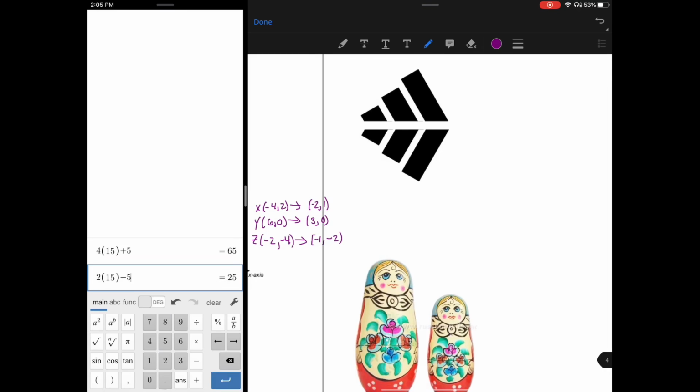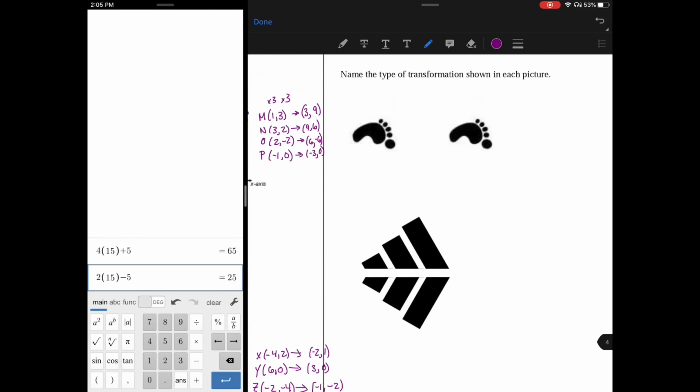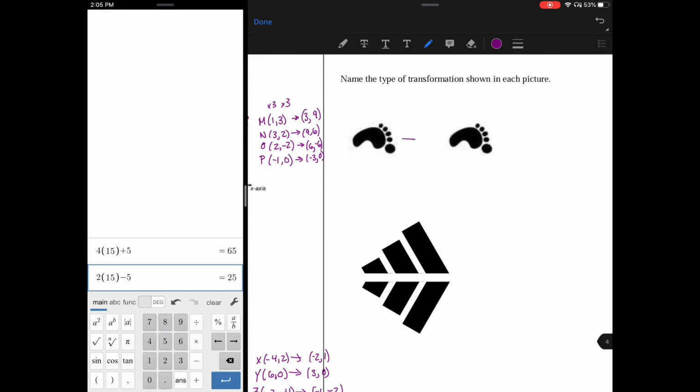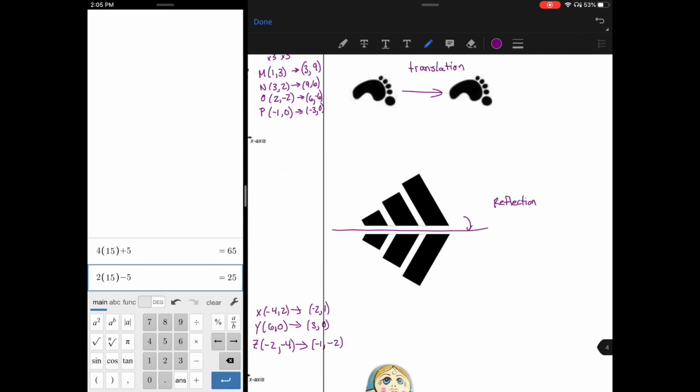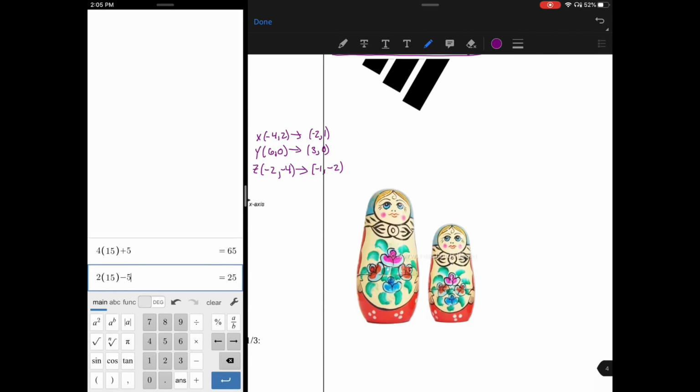My last learning target is just being able to name the transformation. So in my first one, this footprint has just slid over, so it's a translation. On my next one, I have flipped over this axis, which means I'm looking at a reflection. And then in my last one, I have shrunken, so I'm looking at a dilation.